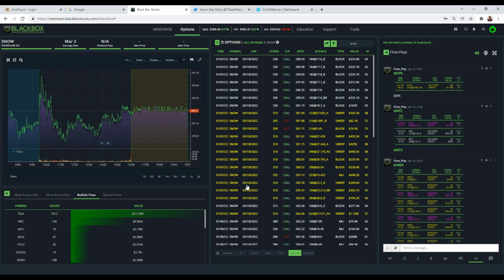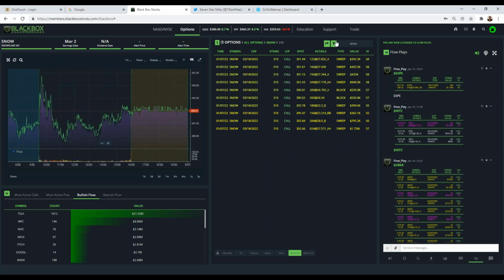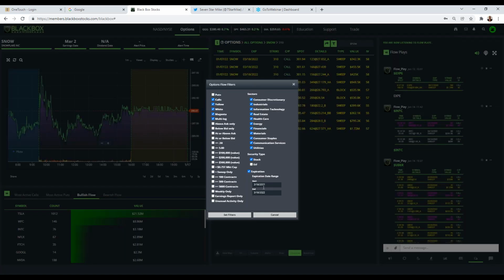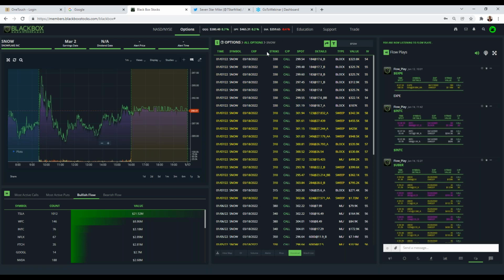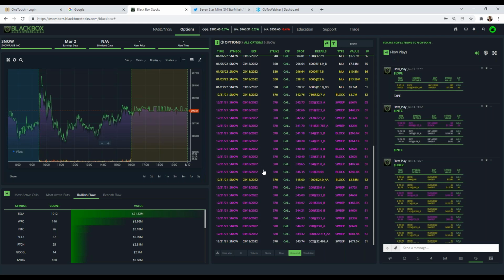Okay. Let me look at something here. I wanted to pull up the snowflake, because I had a couple people ask about it, and Hels mentioned this. Let me see what's going on with my filters here. All right. So some people are asking about how you can tell if big money has rolled out of a contract into another. And I'll quickly show you guys this. We do have that information here.